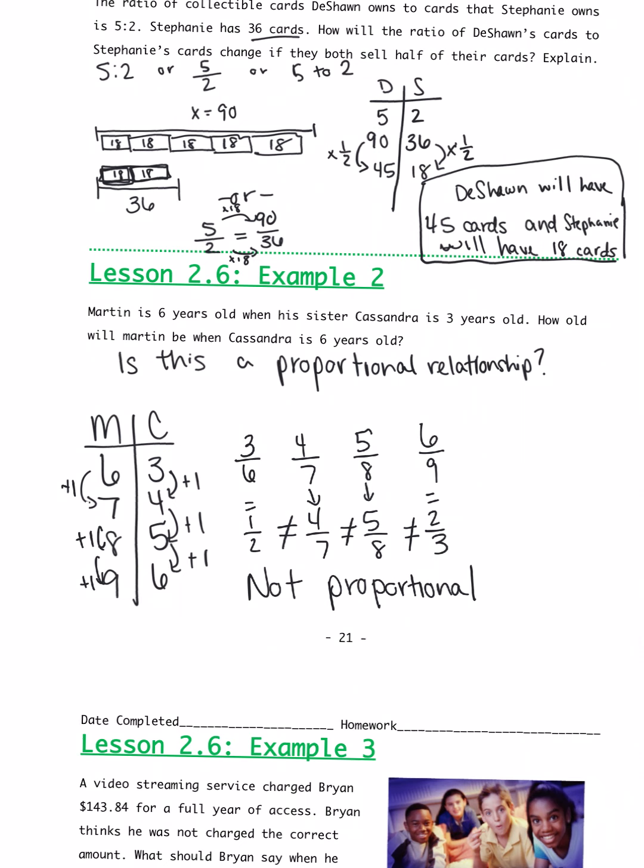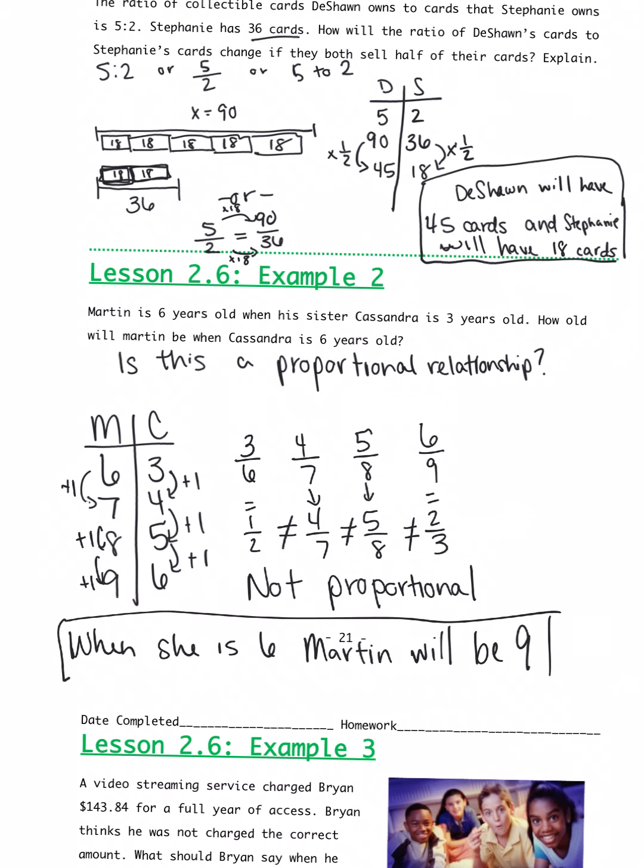But the question wasn't whether it was proportional or not. Our question was, how old will Martin be? Well, when she is 6, Martin will be 9. I should probably capitalize his name. Martin will be 9. And age isn't something that's proportional, because we go up the same amount every year, but it doesn't go up at a proportional rate.